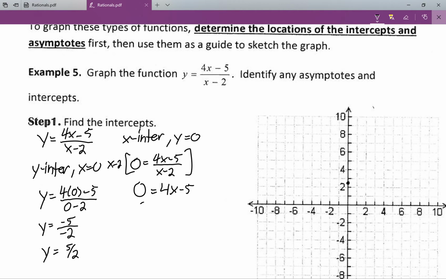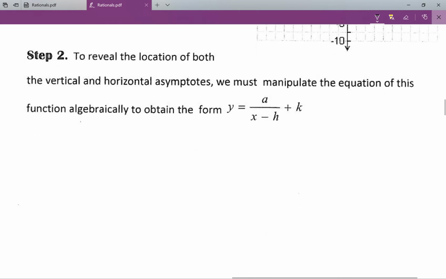Moving my 5 over to the other side, I get 5 equals 4x, or rather I get x equals 5 over 4. Now from here we know that the 5 over 2 was approximately 2.5. Or not approximately, it actually equals 2.5. We'll just draw the equal sign right there. And my 5 over 4 is just going to equal 1.25. So I'm going to indicate my x-intercept right here at 1.25.